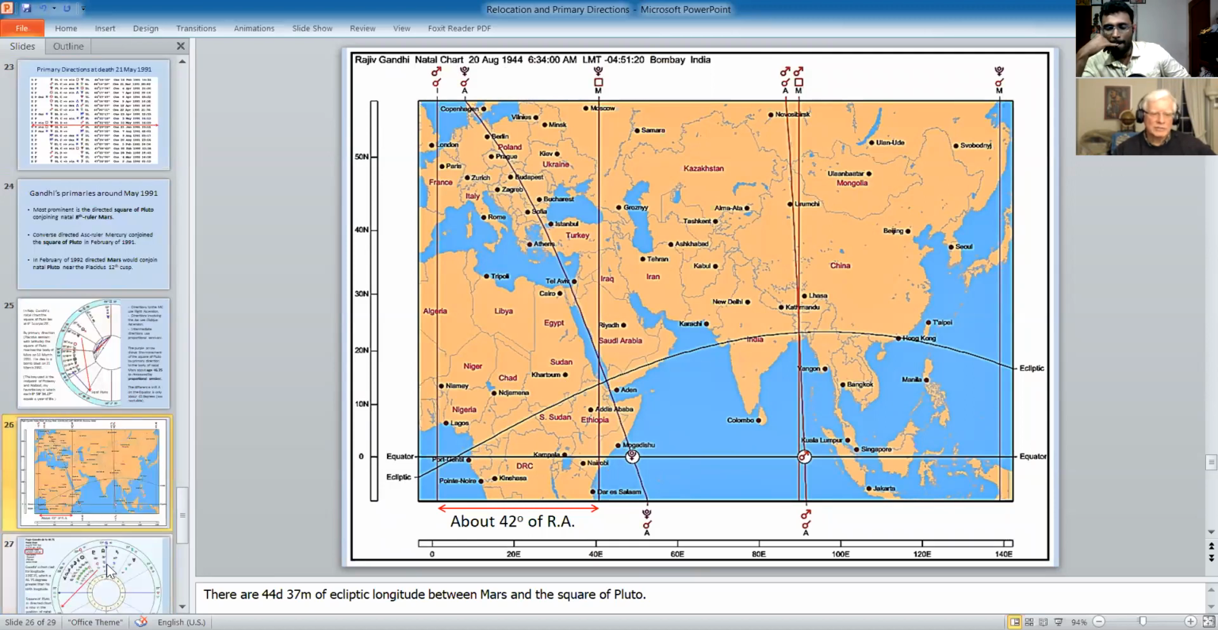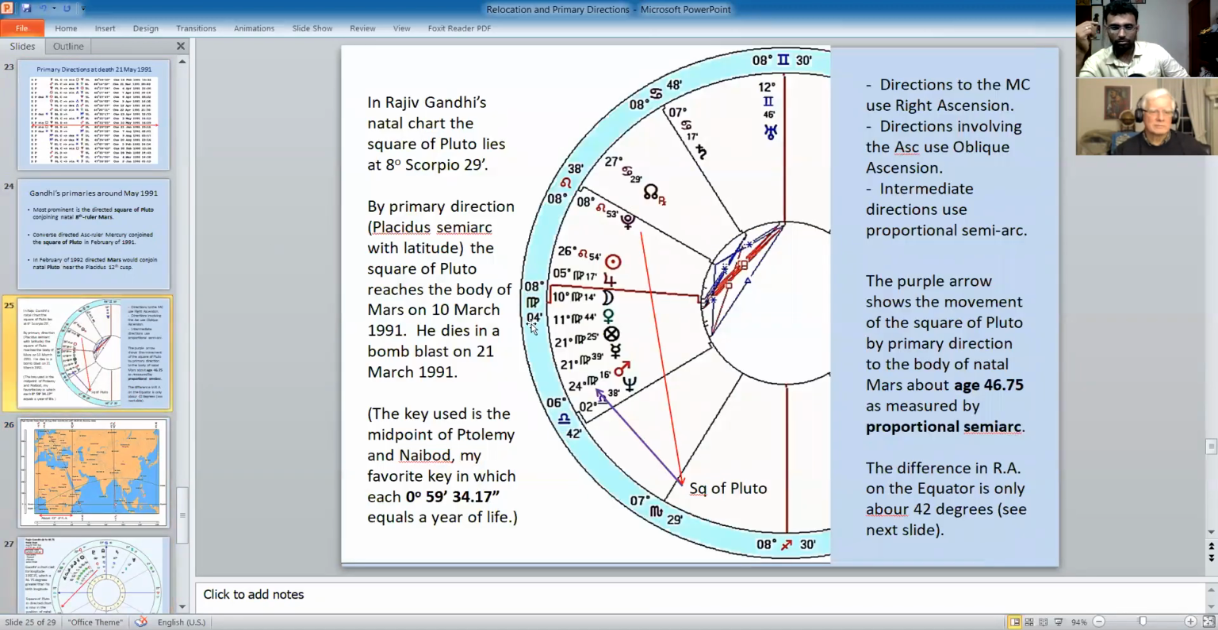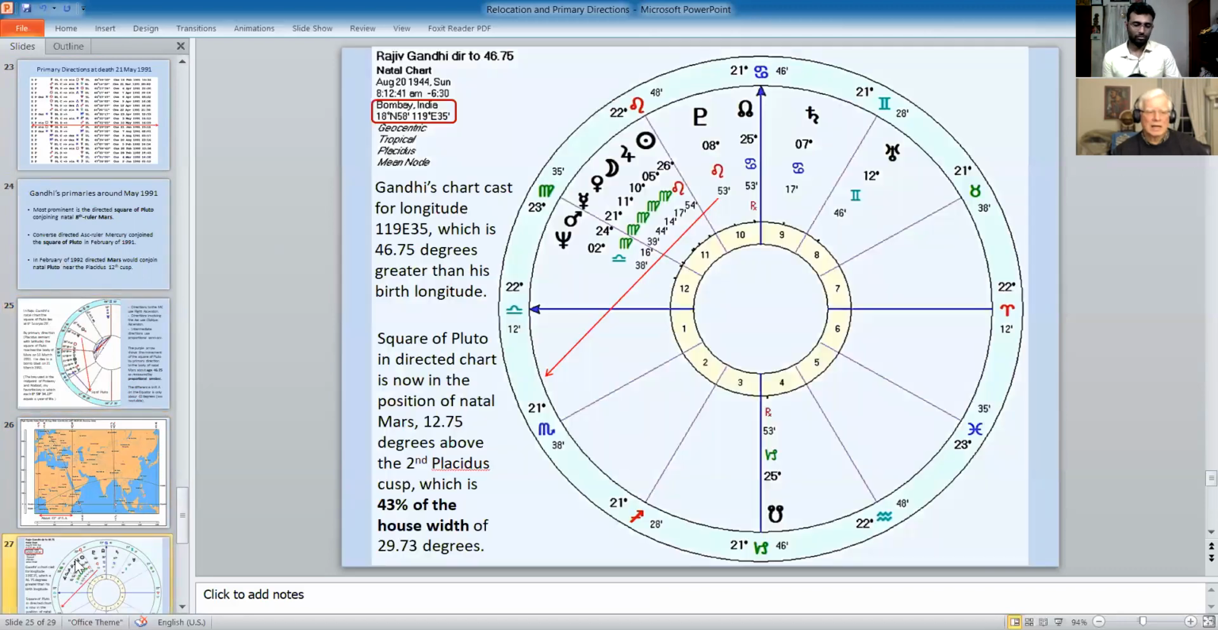But to use Ptolemy's method, we have to do this. I took his birth chart, which is this, the 8 of Virgo rising. I kept everything the same, but I added 46.75 degrees to the longitude of his birth. That put it at 119 East 35, and I recalculated the chart. So all of these natal positions have the same value. What's changed is the ascendant and midheaven and the house cusps.